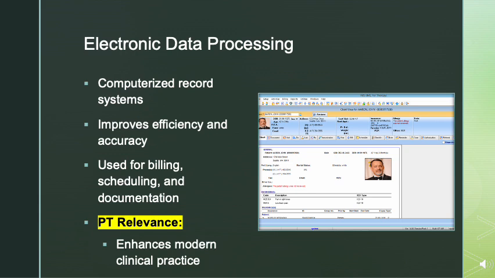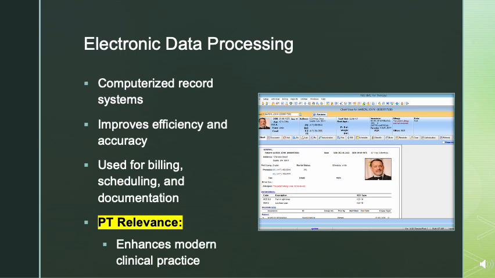Second, it is used for billing, scheduling, and documentation. This means that multiple processes can be handled within a single system. Clinical documentation can be recorded, while administrative tasks such as appointment scheduling and billing are managed at the same time. For example, appointments can be scheduled electronically, reducing conflicts and missed sessions. Treatment details can be documented immediately after intervention, and billing information can be generated based on those entries. This integration improves workflow and reduces duplication of work.